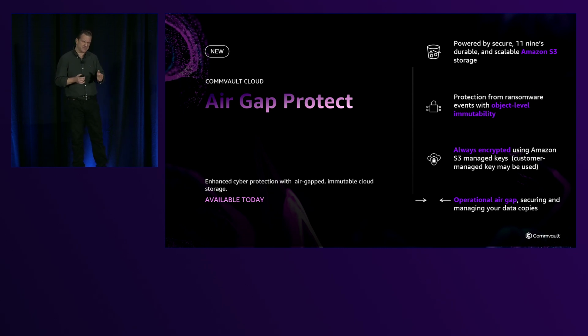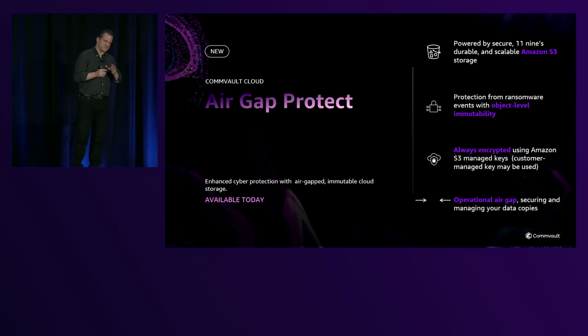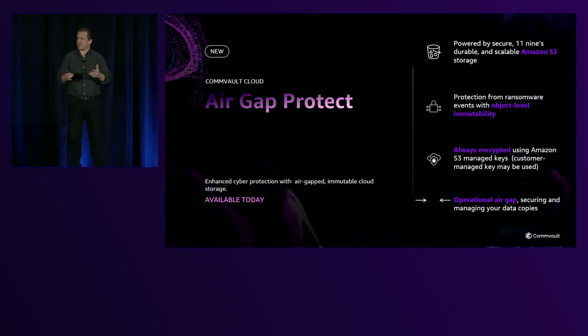There is nothing for you to set up with Air Gap Protect. So there's no accounts, there's no roles, there's no credentials. Commvault handles all of that for you so that you can focus on innovating on behalf of your customers while staying protected. We like to think of this as an operational air gap because you get the benefit of rapid backup and recovery to an S3-powered storage location, but all of the operational burden of securing and isolating that from cyber attacks or bad actors is handed to Commvault.